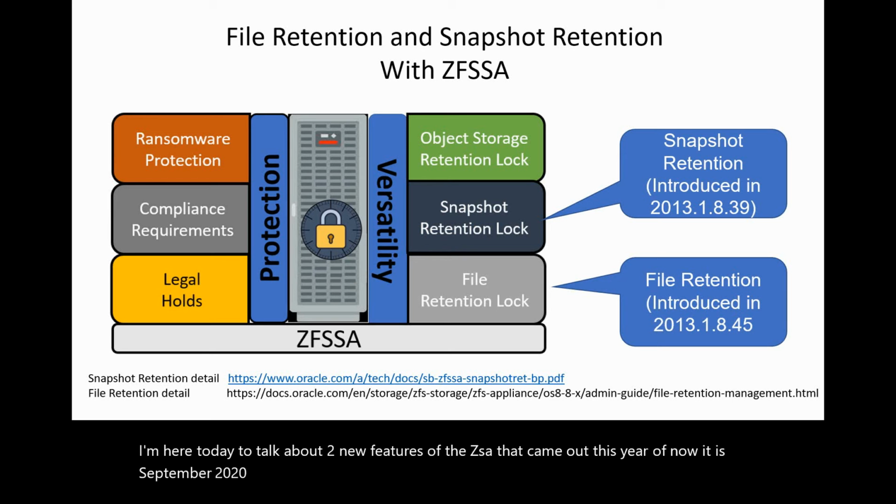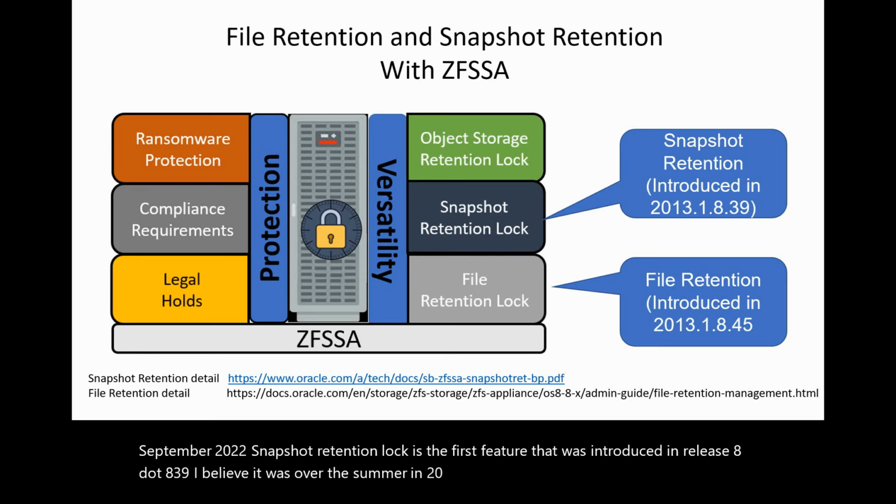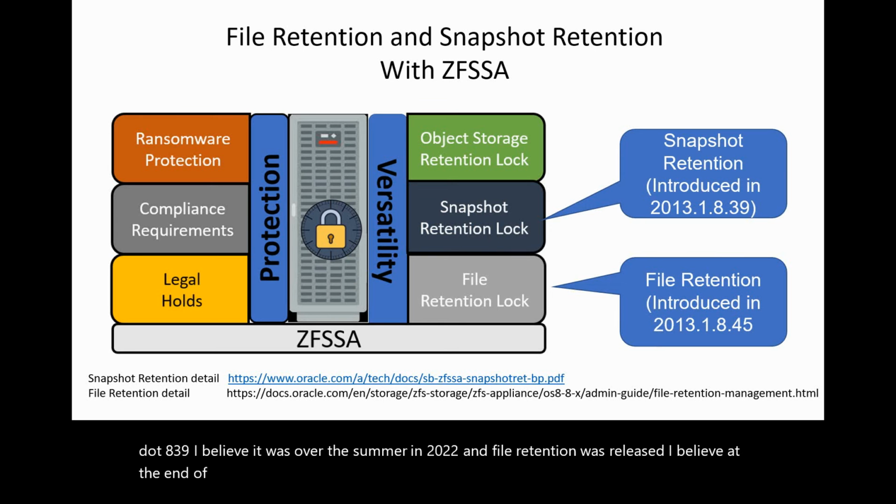Snapshot retention lock is the first feature that was introduced in release 8.8.39. I believe it was over the summer in 2022. And file retention was released, I believe, at the end of the summer in release 8.8.45.